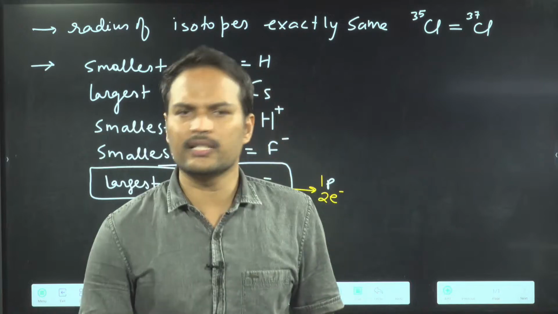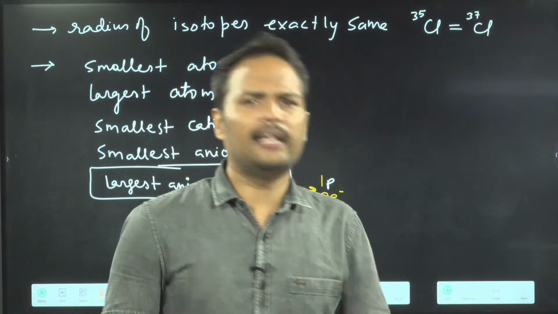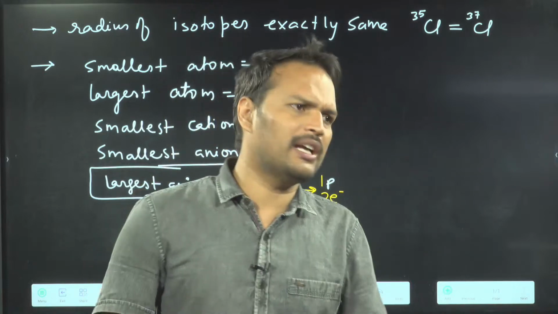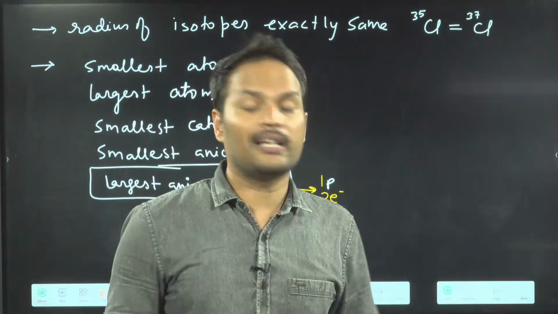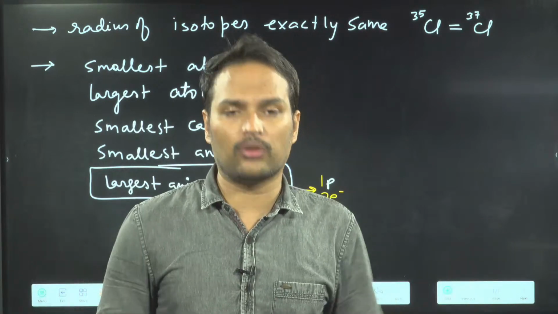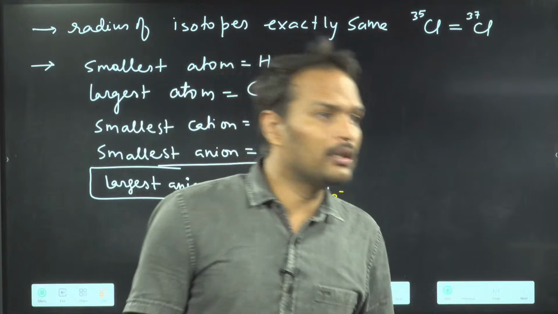Don't think like this, that sir, only two electrons are there. Electronic repulsion will be there. Fine, only two electrons. The rest are having 17, 18 electrons. Okay? But what you have to think?